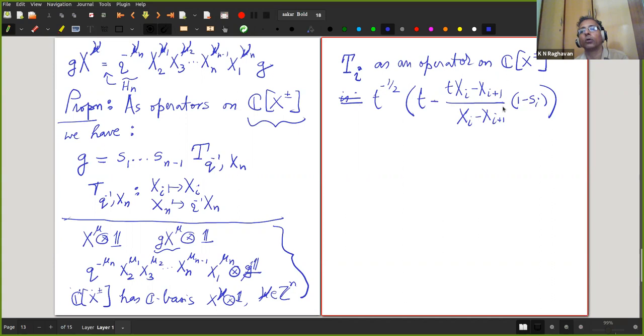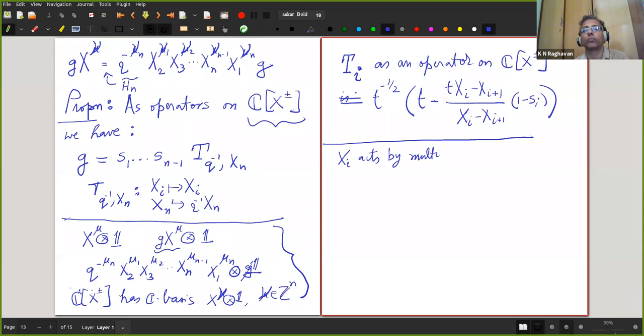So when I divide this by xi minus xi plus 1, if I act it on something, it will get divided. To make more sense of it, xi acts by multiplying by xi. So xi is an element of this Laurent polynomial ring, and xi acts by multiplication by xi. By that I mean, if you think of it as an operator here, this operator is multiplication by x. Arvind's question was a very important one.